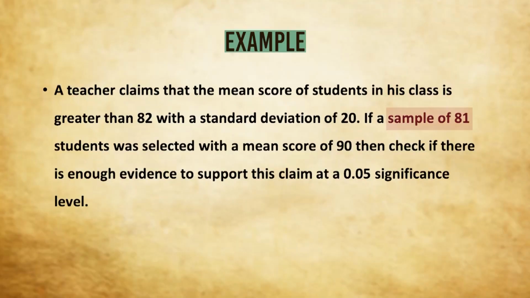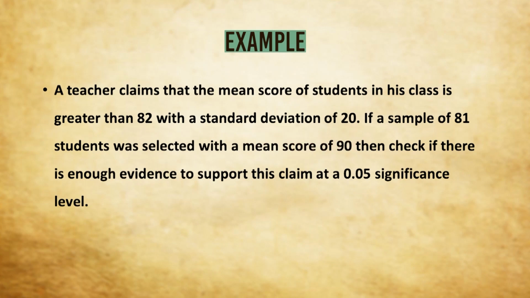So here, if mu is the mean score of the students, we are going to test whether mu is greater than or equal to 82. That is the claim of the teacher. And 81 students were selected in the sample, and this sample has to be selected randomly, and it is found that their mean score is 90.